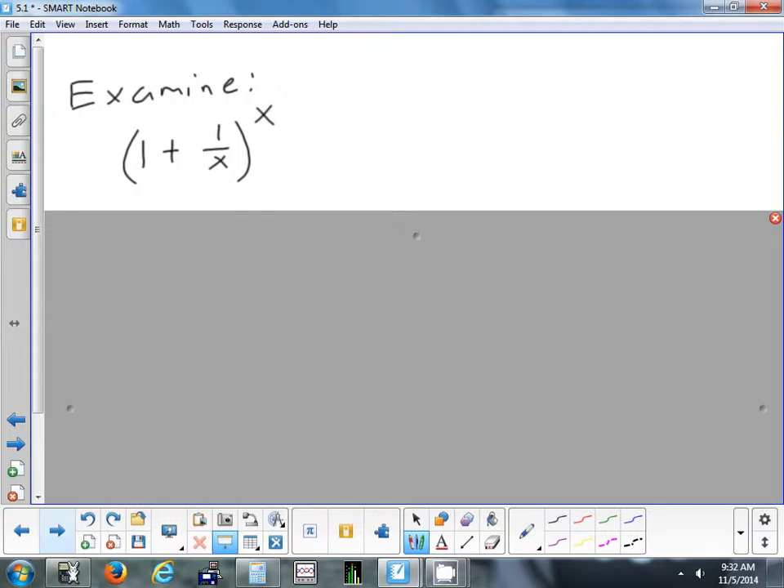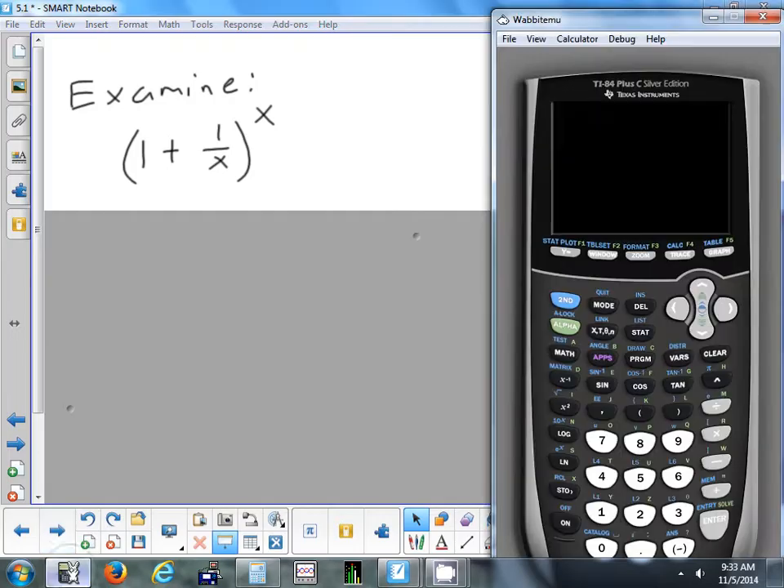Okay, let's take a look at this function. This is kind of a weird function to think about, because you're taking a fraction inside. As x gets really big, 1 divided by x gets really small. So you're taking 1, and you're adding something that's approaching 0. But then you're taking that and raising it to an infinitely large power. And so let's see what happens when we graph that.